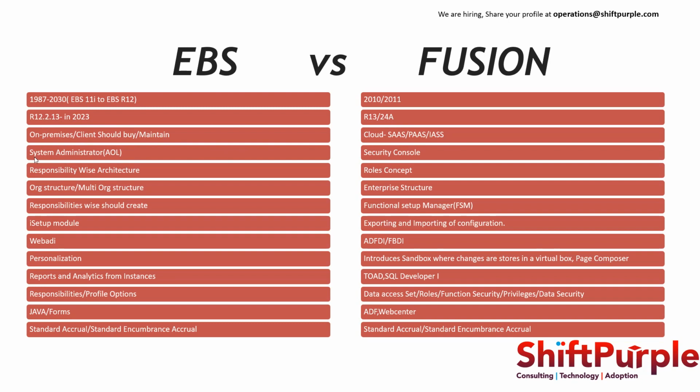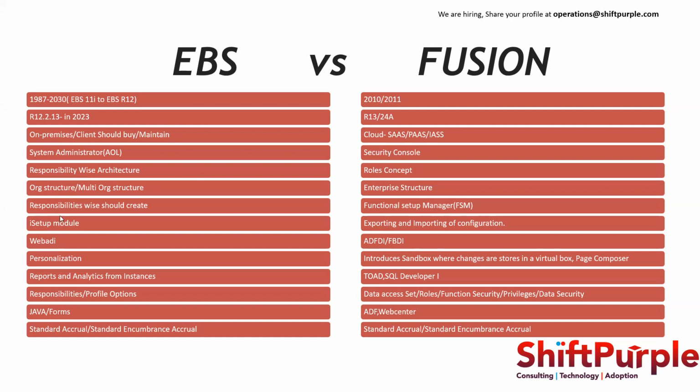We have some system administrator roles and responsibilities, something which we can maintain. So we used to call it a system administrator role. Here we have the security console, from where we control all these aspects, to assign a role or to create a user. That is controlled using the security console. In EBS, we give the security based on the responsibility, so it was kind of a responsibility-based architecture.